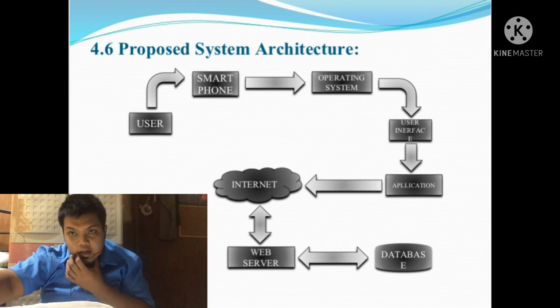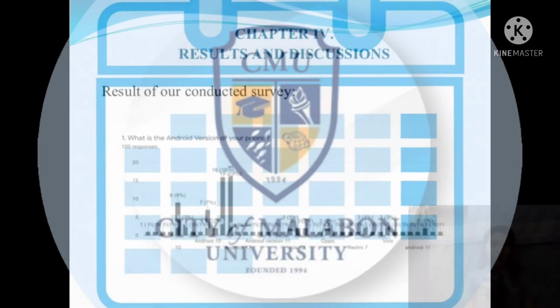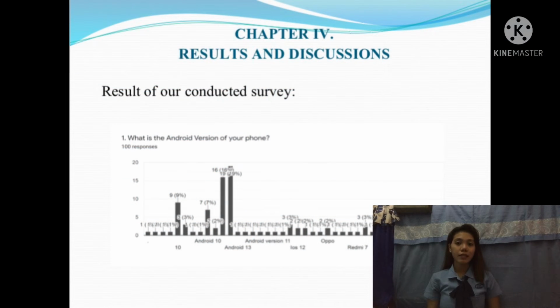Proposed system architecture. This research project only assesses the components that are relevant and needed to the system being conducted. It includes the information of the admins and students, also the schedule that will be inputted on the system. Chapter 4. Results and Discussion.